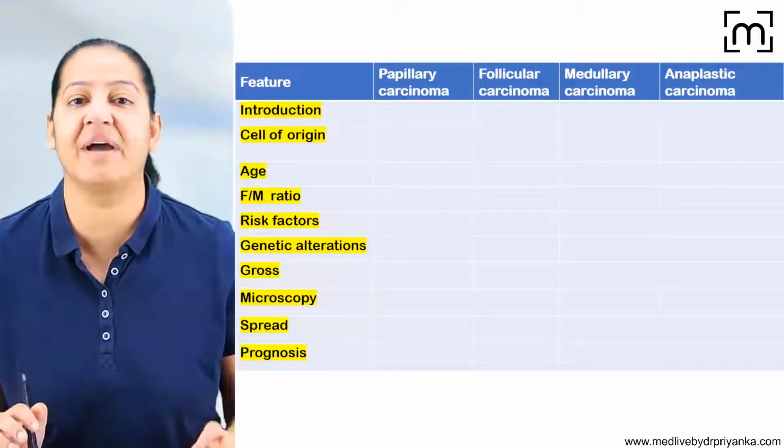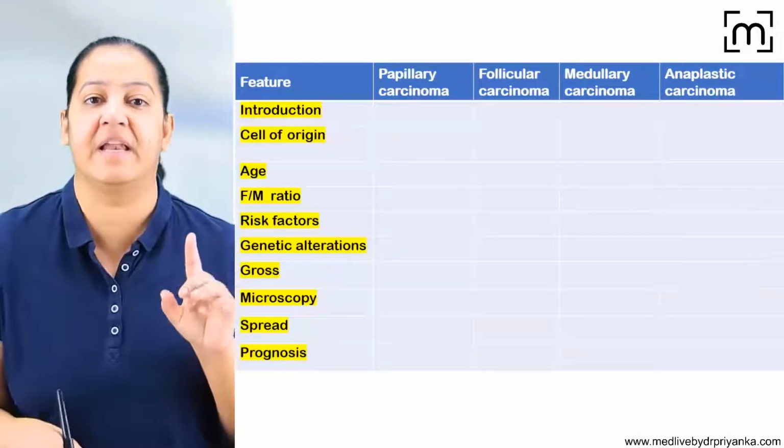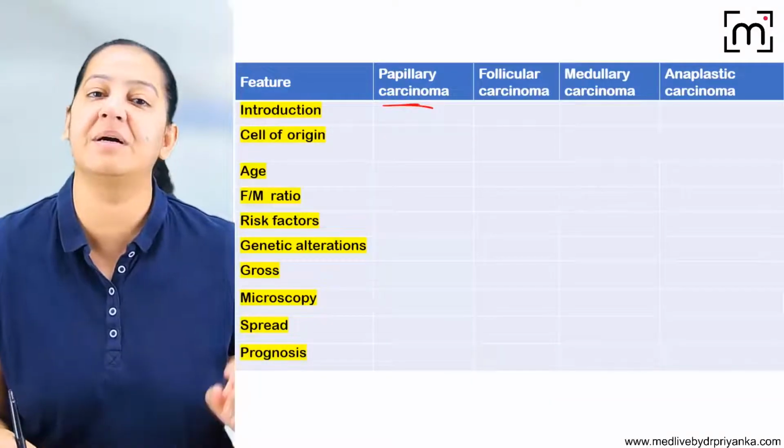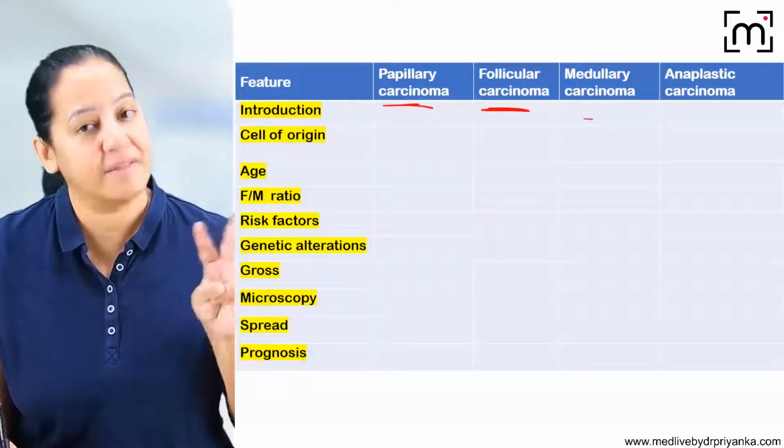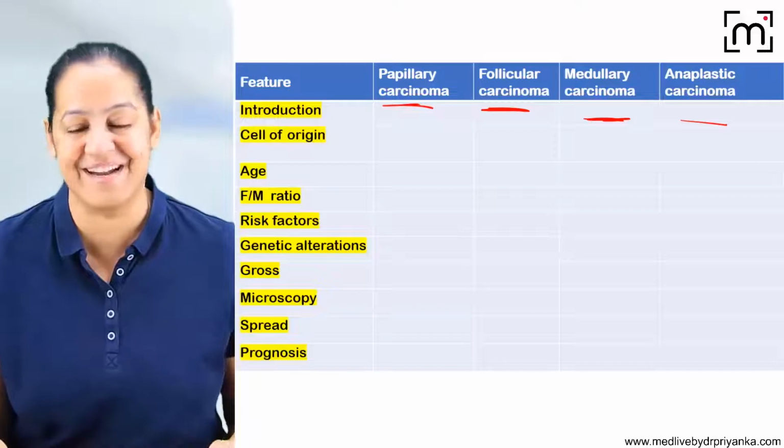So classification wise, there are 4 tumors we will study in detail. First, I will let you know the papillary carcinoma, then I will let you know the follicular carcinoma, then medullary carcinoma, and finally the anaplastic carcinoma of thyroid.